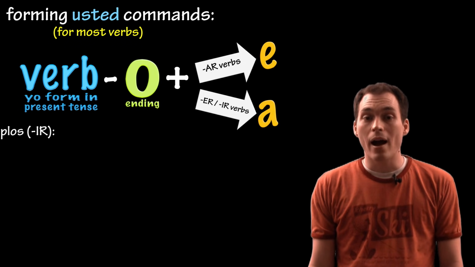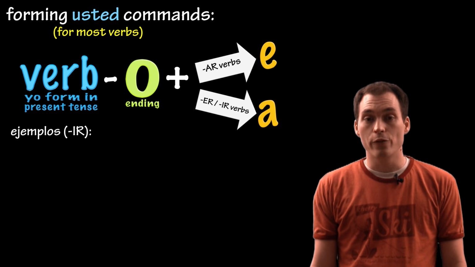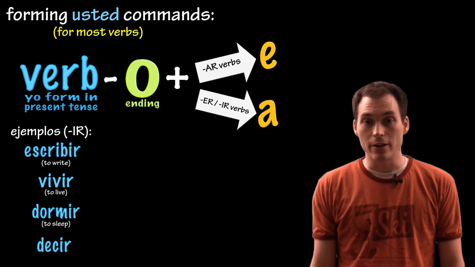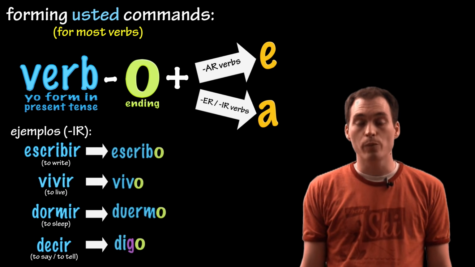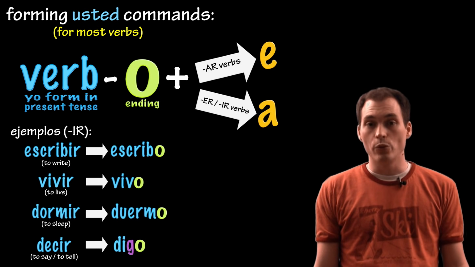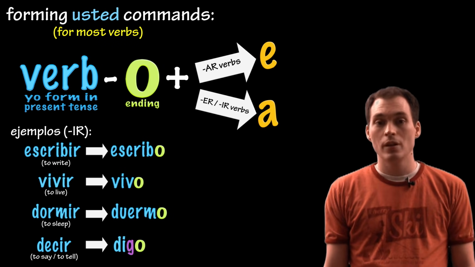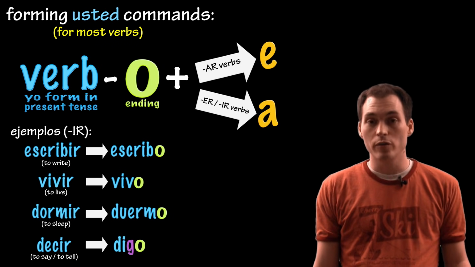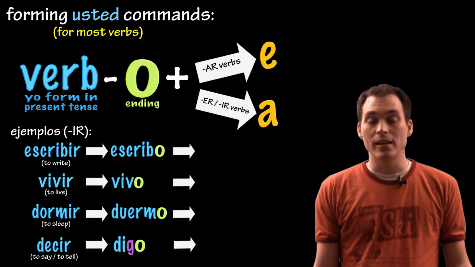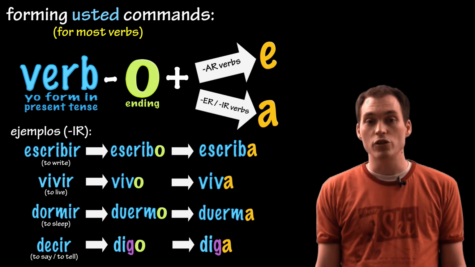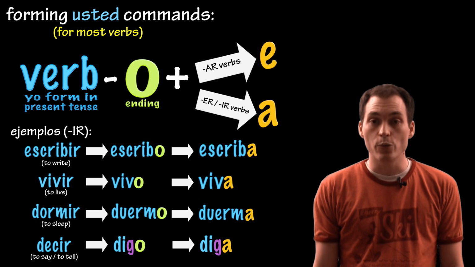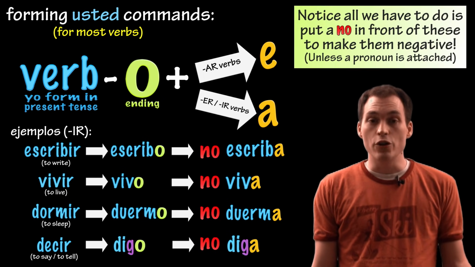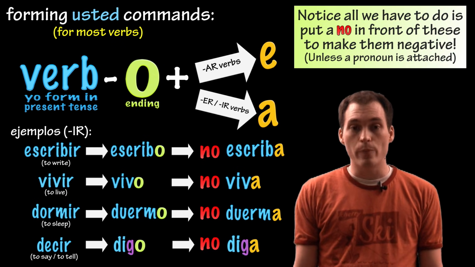Now let's take a look at some IR verbs and their usted command forms. How about escribir, vivir, dormir, and decir? Okay, the yo forms would be escribo, vivo, duermo, and digo. Notice that dormir changes to duermo and decir changes to digo, so there's some spelling changes there. And take off the o and add an a to the end, so we should have escriba, viva, duerma, and diga. And to make these negative, just put a no in front. No escriba, no viva, no duerma, no diga.